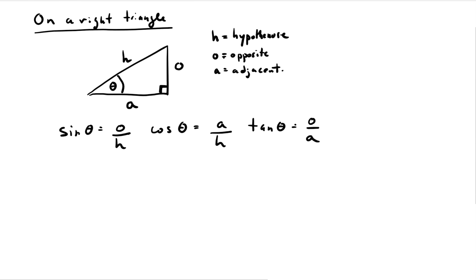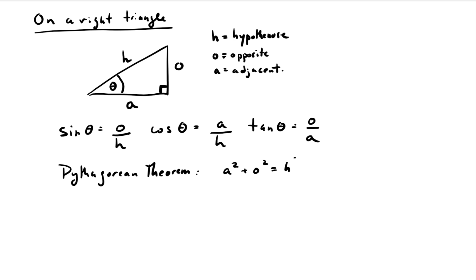We also have that these three sides satisfy the Pythagorean identity, or theorem, because these sides are part of a right triangle. I write THM for theorem all the time, but I'm going to write it fully here. So we have that A squared plus O squared is equal to H squared. That summarizes everything we need to know for trigonometry on the triangle.